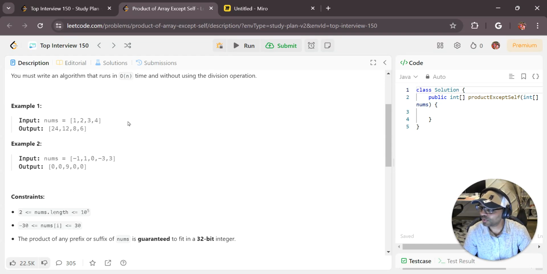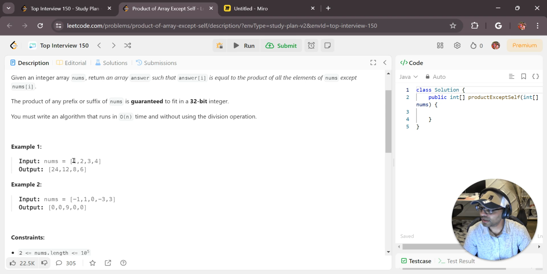Let's look at the examples: 1, 2, 3, 4. Like the problem said, for the first location, we are supposed to multiply all the other elements, 2, 3, and 4. So that's 24. For the second location, we multiply everything except 2, so 1 times 3 times 4, that's 12. For the third location, it's 1 times 2 times 4, 8. And for the last location, 1 times 2 times 3, that is 6.